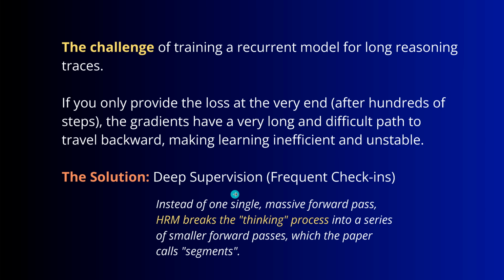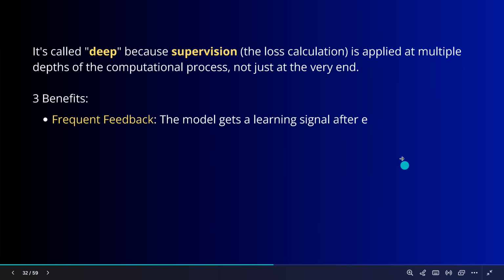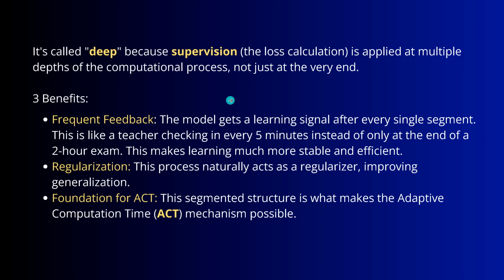So instead of one single massive forward pass, this new method breaks the thinking process into a series of smaller forward passes, which the authors of the paper call segments. Have we heard this before? Well, yes, of course. And it is called deep supervision because supervision, which is nothing else than a loss calculation methodology, is applied at multiple depths of the computational process and not just at the very end. So you understand? Simple, no?